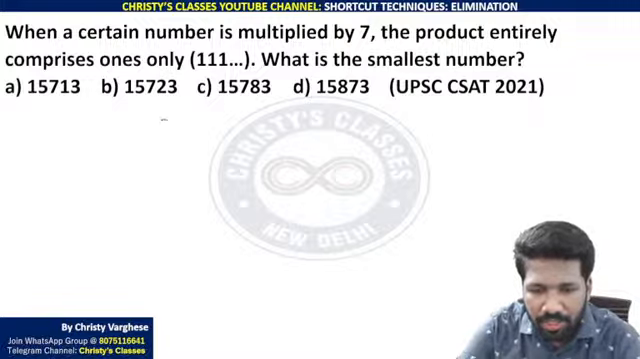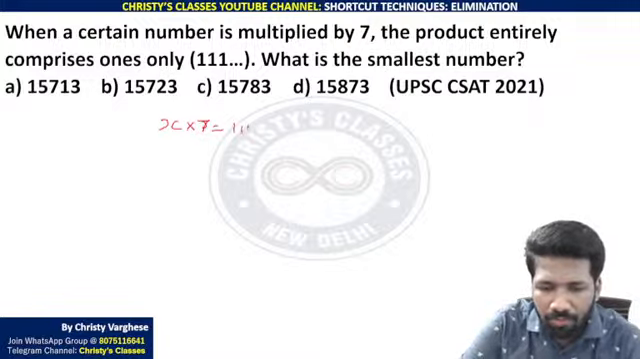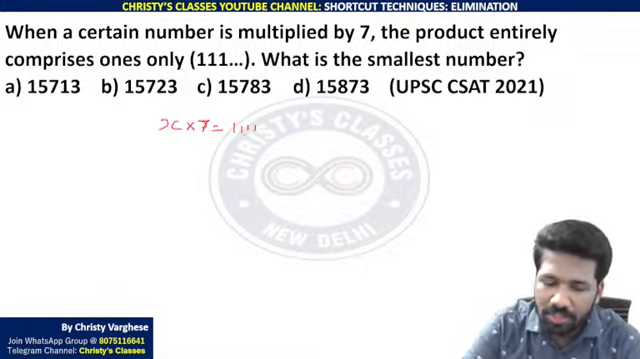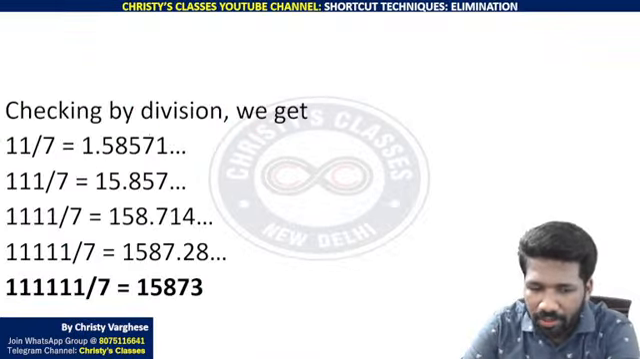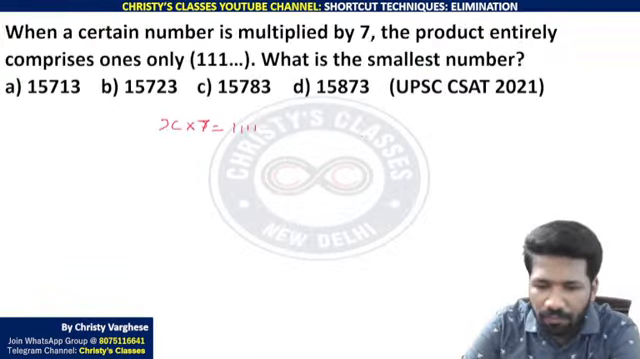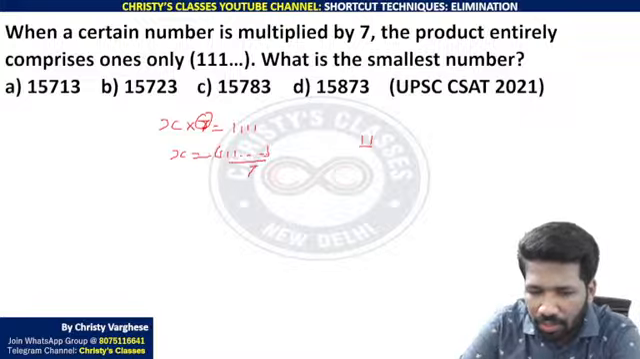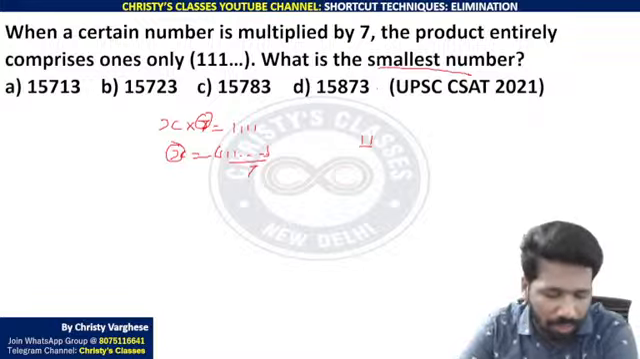If the number is x, x into 7 will entirely be 1, 1, 1, 1. How many ones we don't know, but it will be full of ones. So what is the smallest number? Mathematically you can do it this way. You can take the 7 to the other side now. There is no remainder. So x is equal to 1, 1, 1, 1, etc. divided by 7. You just have to know how many ones. That will give you the value of x, which is our answer, the smallest number.